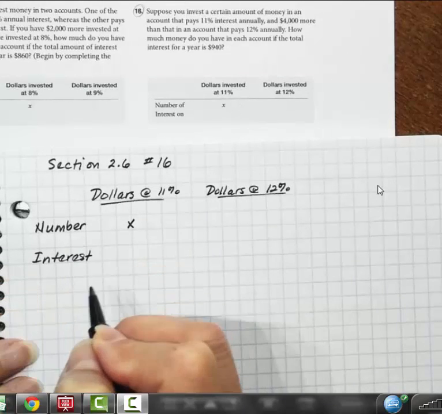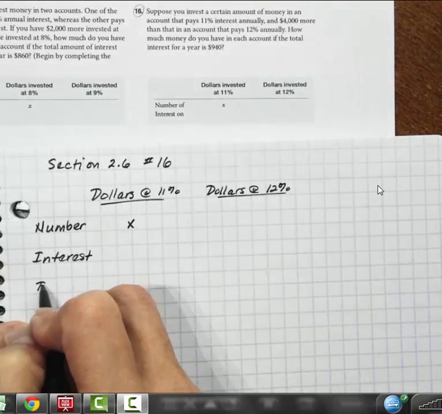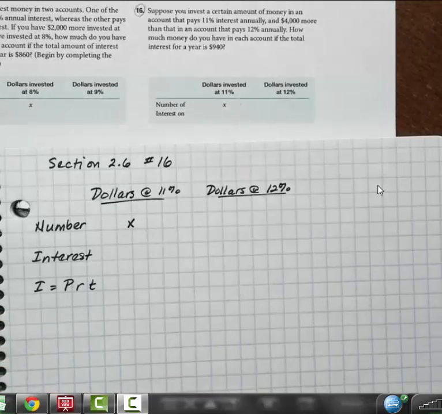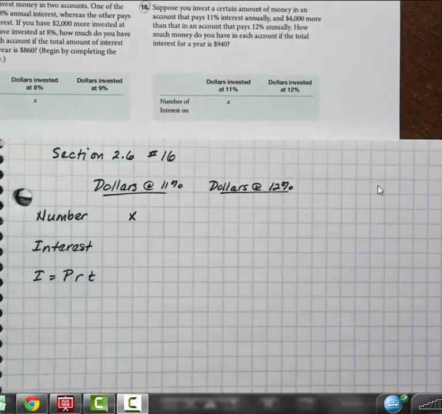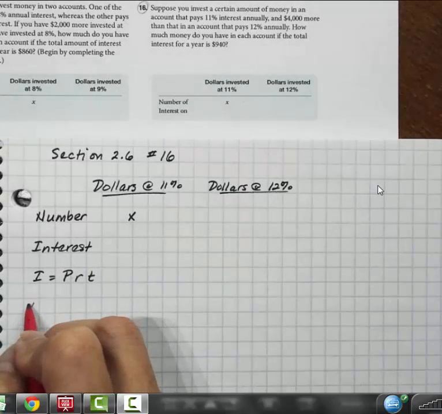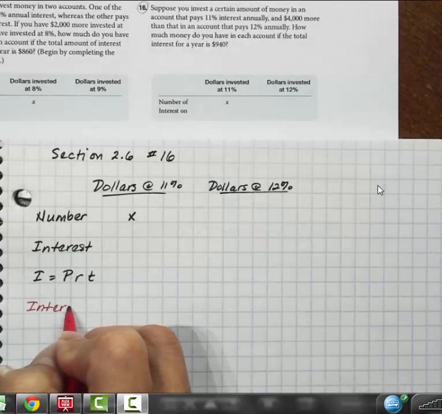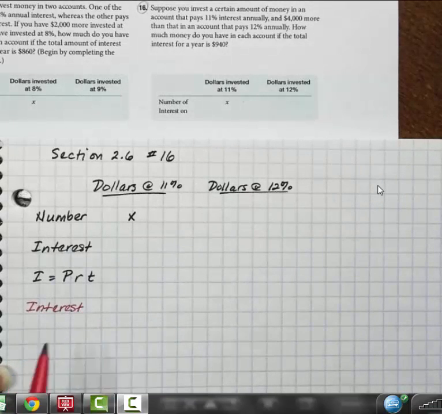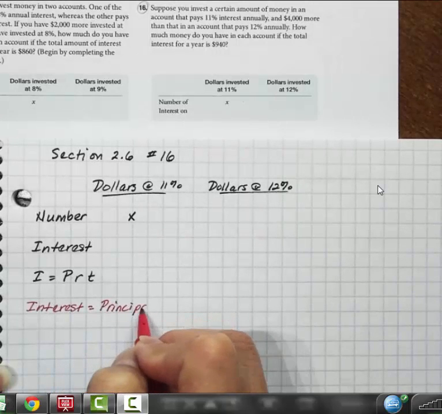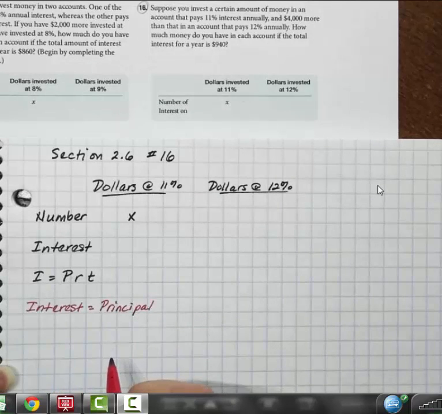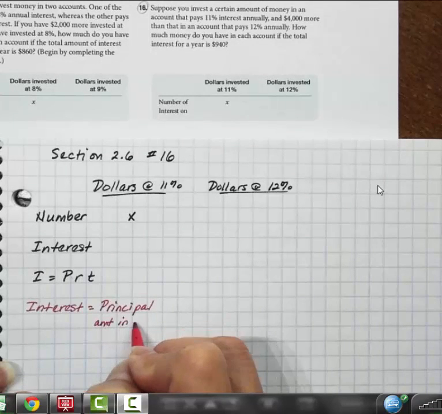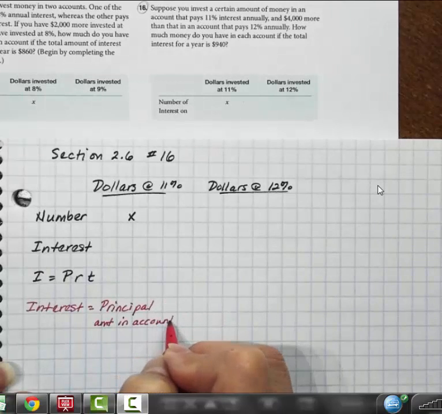Remember, your interest formula is I equals PRT. We're going to need to use that formula when we set up this chart. The I stands for interest, so that's what you're going to earn. It is equal to principal, and that's the amount that we're going to be putting into our account, the amount in account at beginning.